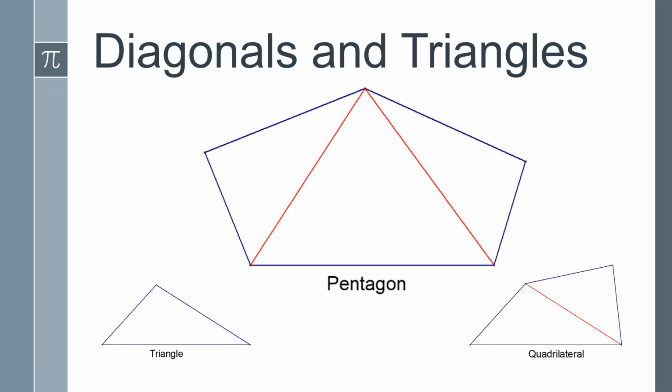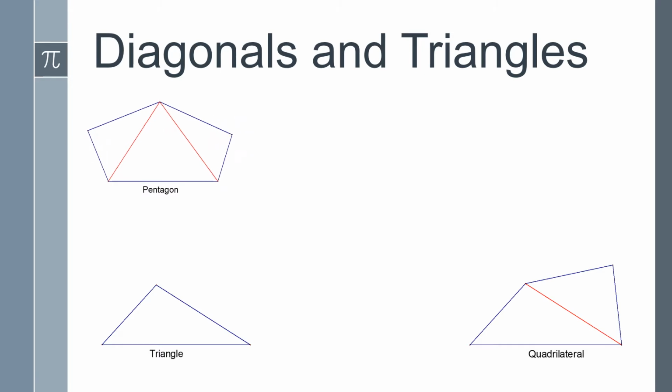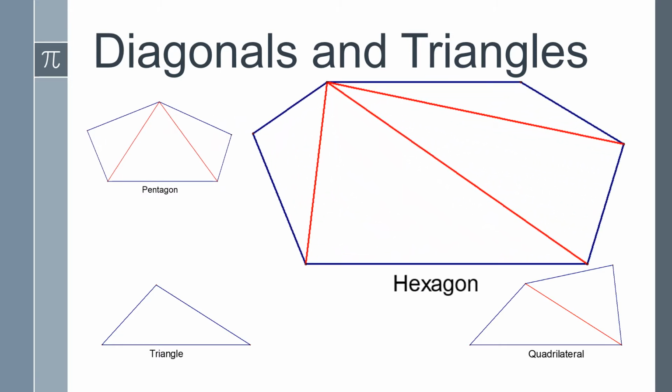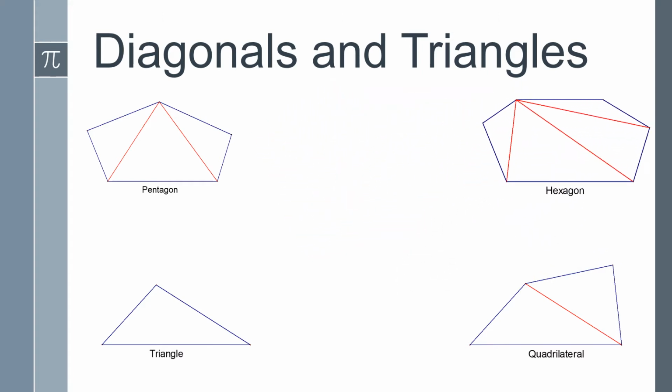From a pentagon, from one vertex, I can create 2 diagonals, which creates 3 triangles. From a hexagon, I can create 3 diagonals, which creates 4 triangles. So, why are we doing this? Well, we're going to take the information we know about the sum of the angles of a triangle adding up to 180 and derive some more information about polygons.